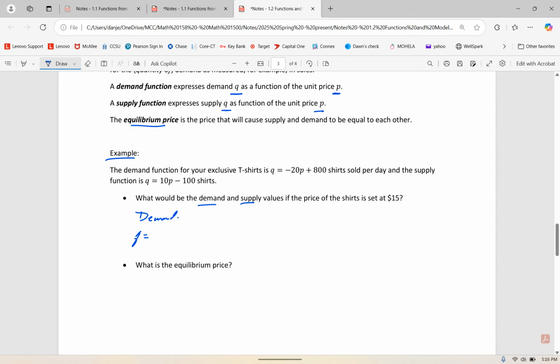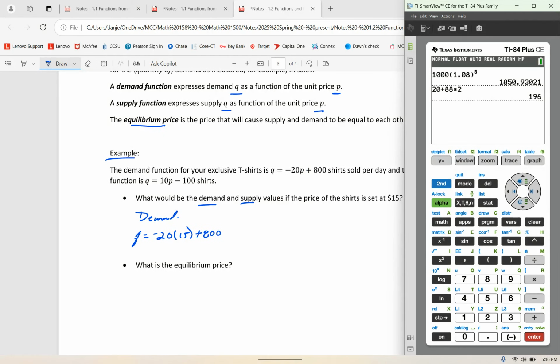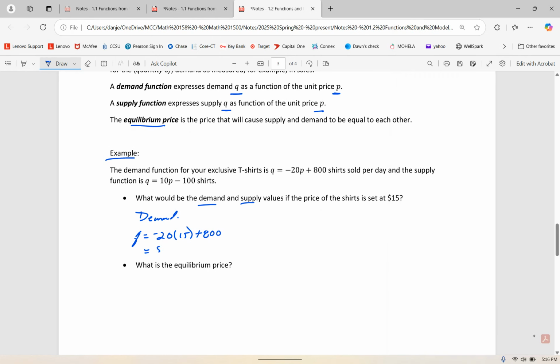Q would equal negative 20 times 15 plus 800. And on our calculator, negative 20 times 15 plus 800 would be 500. Okay, so if the price is set at $15, the demand for t-shirts would be 500 per day.